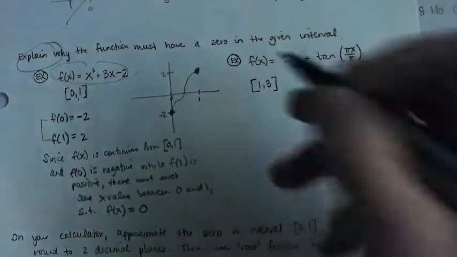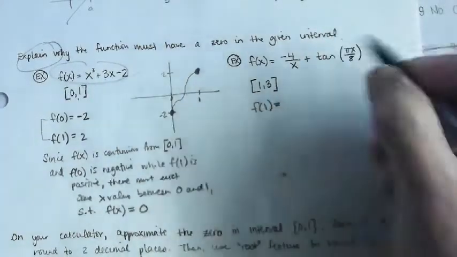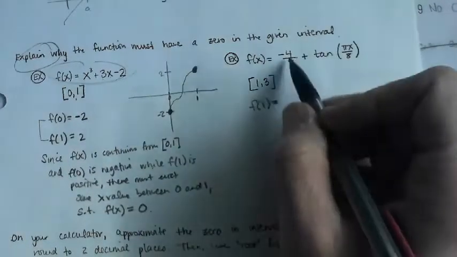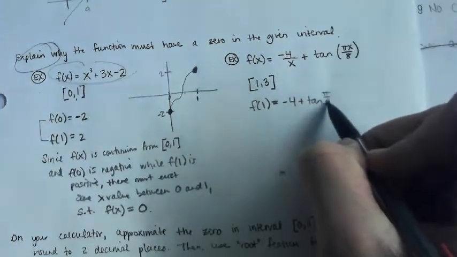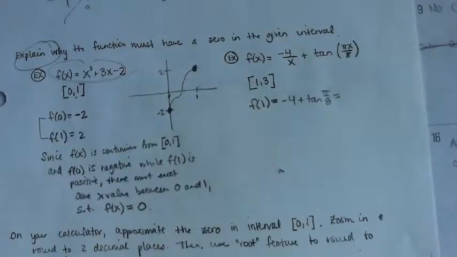So f of 1 is going to be negative 4 plus the tangent of pi over 8. We don't know the tangent of pi over 8, correct? What do you know about it? Liam. It's positive.